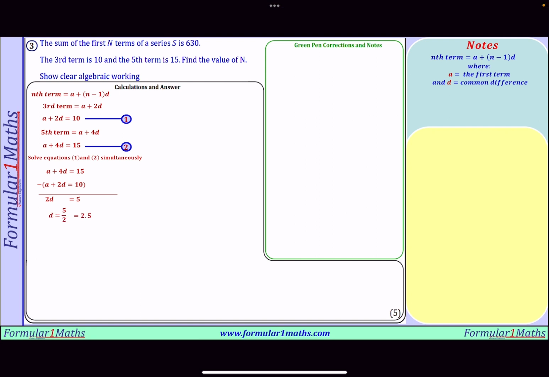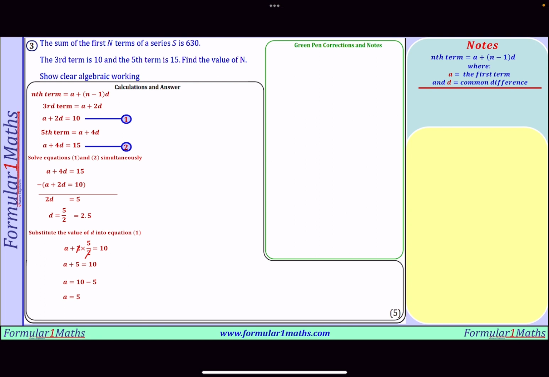Now that I've got d, I can substitute this value into either equation 1 or 2 to find the value of a. So I'm going to use equation 1, and I'm going to get a plus 2 times 5 over 2 is equal to 10. I can cross out this 2 and that 2 to get a plus 5 is equal to 10. And solving for a will give a is equal to 5. So the values of a and d are 5 and 5 over 2 respectively.